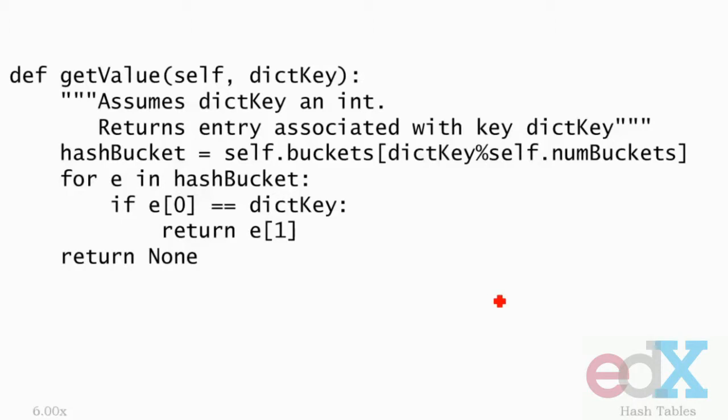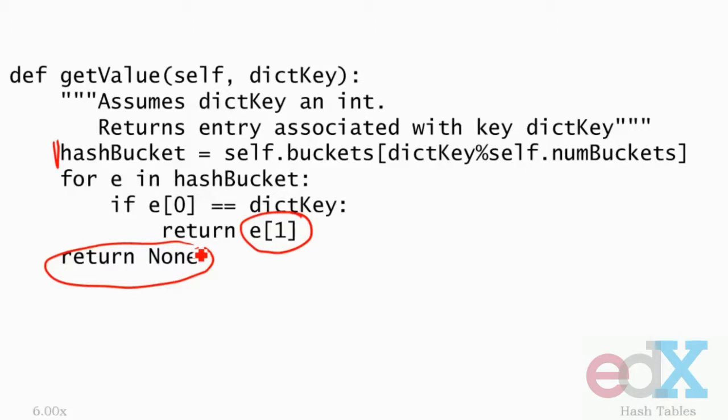Get val is very similar to add entry, a little bit simpler. Once again, it has to start by finding the bucket, which it does the same way. Once again, it has to search through the bucket, looking at each element to see if it can match the key. If it finds a match, it returns the value associated with that key. Otherwise, it didn't find the match and it returns None. I suppose it would have been perhaps better to raise an exception, but I'm sure you get the idea.